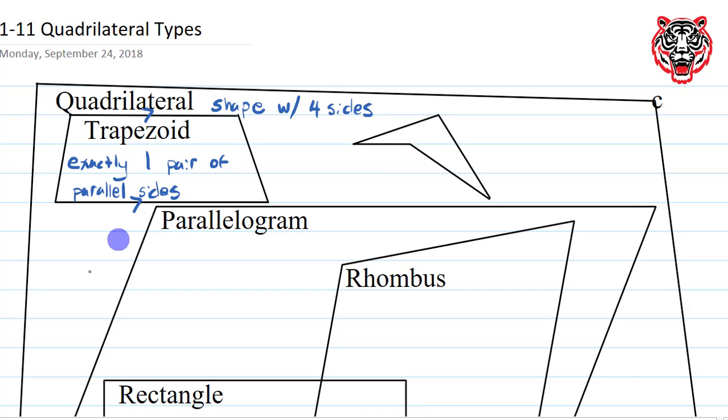Let's go ahead and make this note on our trapezoid. This side and this side are parallel to one another. Go ahead and make those little marks. They look like greater than symbols.